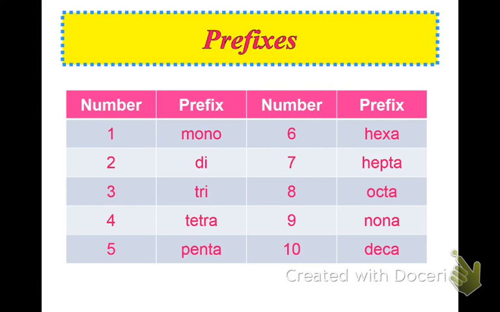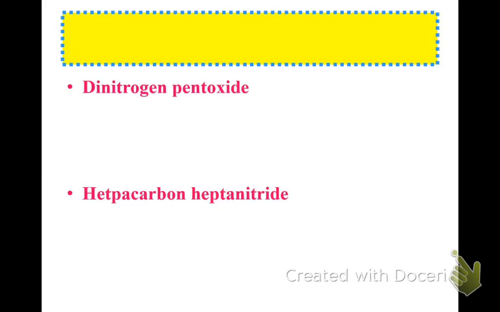So, kind of a side note, you probably need these. You need to put these in your notes, start getting them in your memory banks. Your prefixes all the way up to 10. So 1 is mono, 2 is di, 3 is tri, 4 is tetra, 5 is penta, 6 is hexa, 7 is hepta, 8 is octa, 9 is nona, and 10 is deca. So, again, talk through your steps when you are getting ready to do this.